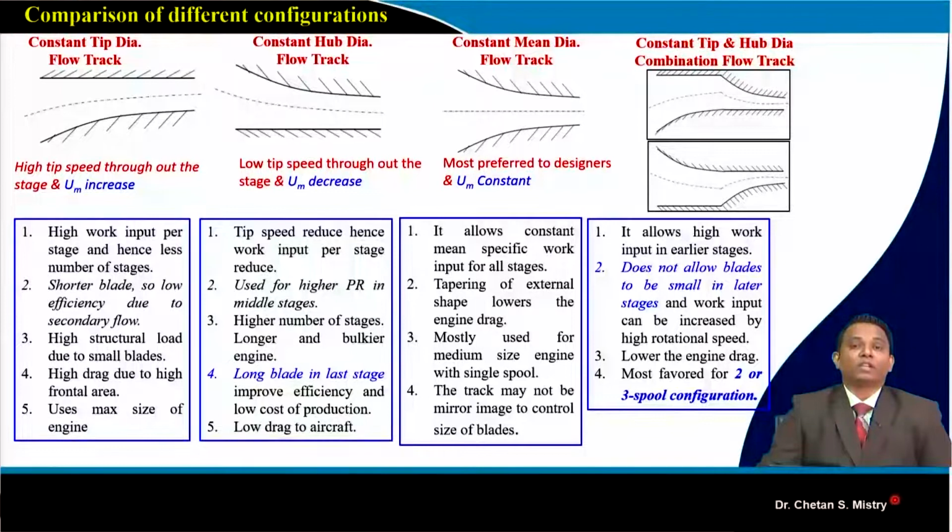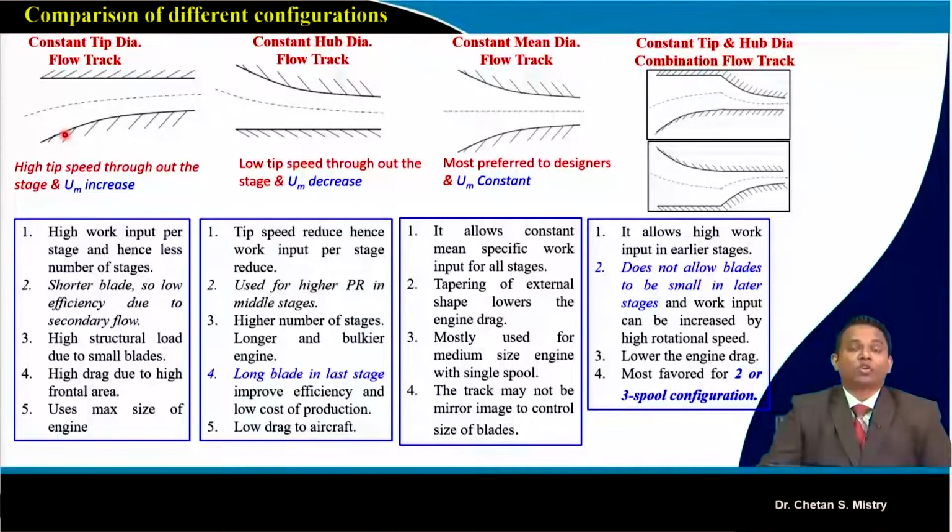Let's recall what we discussed in the last session. If we look at a constant tip kind of configuration, we realize that at the initial stage, because we have constant tip configuration, we can achieve a large per stage pressure rise. That means to achieve a particular pressure ratio, the number of stages required will be lower, and that reduces the length of your engine. But in the later stages, when we move to the rear side, my blade height is going to be reduced. That leads to an increase of secondary losses, and that reduces the efficiency.